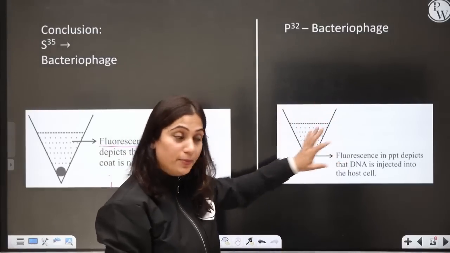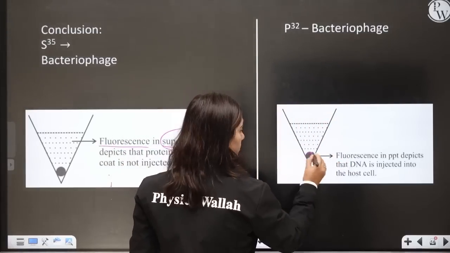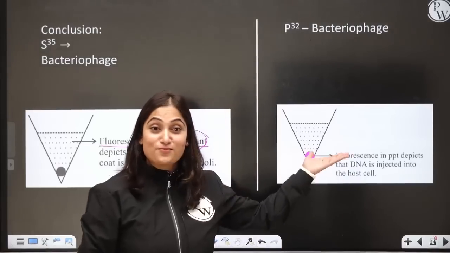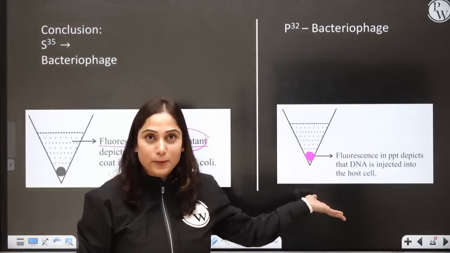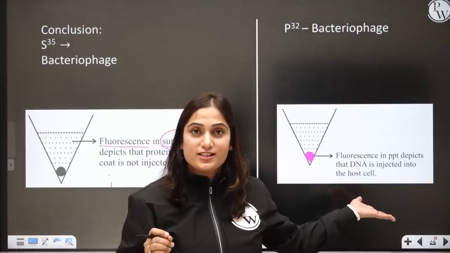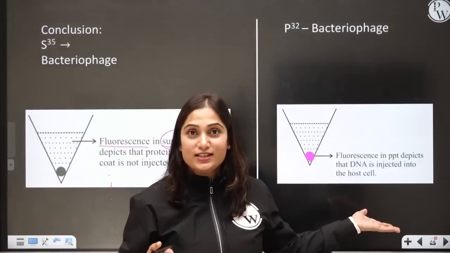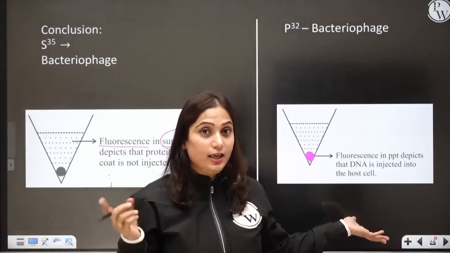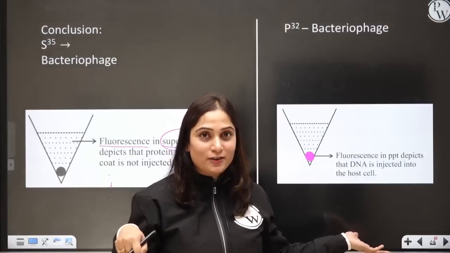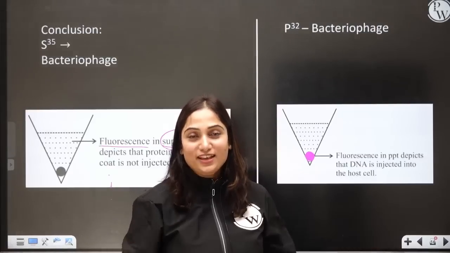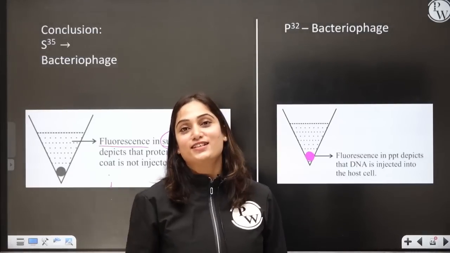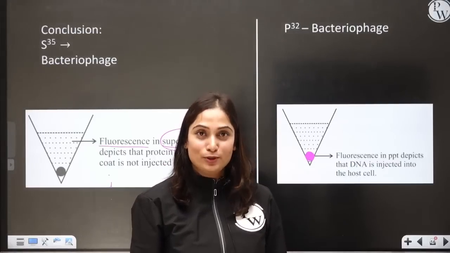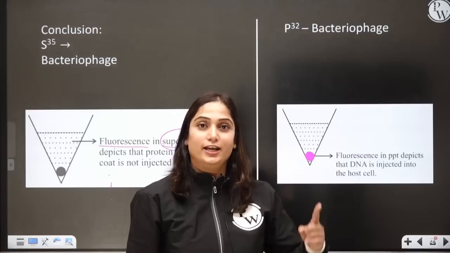In the second set of experiment, the fluorescence is present in the precipitate. That means P32 is present in the precipitate. That means DNA of the virus is present in the precipitate. And the precipitate used to contain E. coli plus the part of virus which is injected into the E. coli. That means that DNA is the material which is injected into the E. coli by the virus. And this proves that DNA is the genetic material.